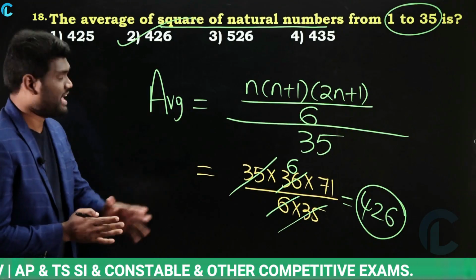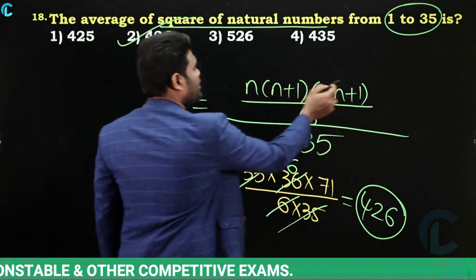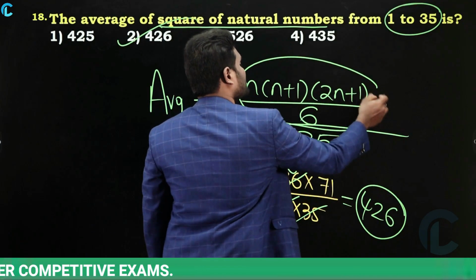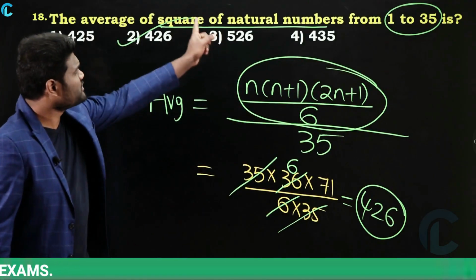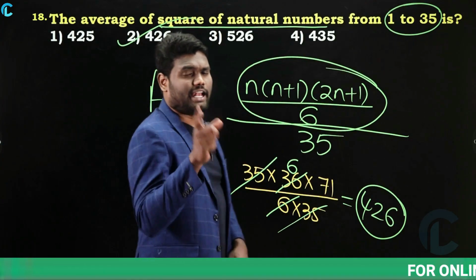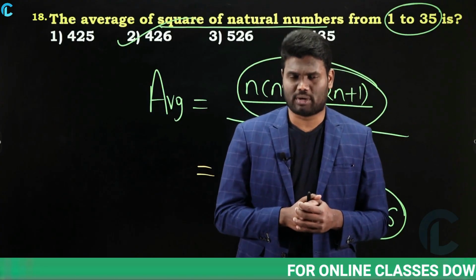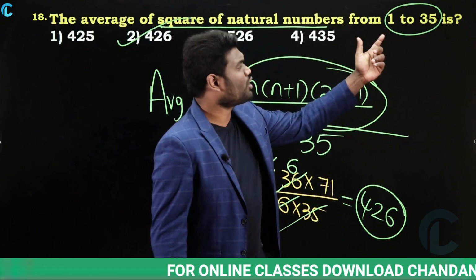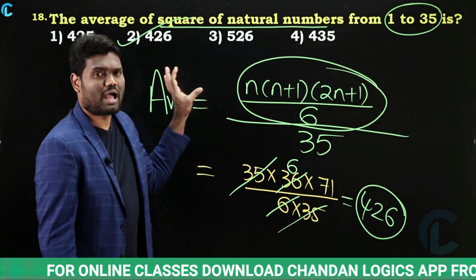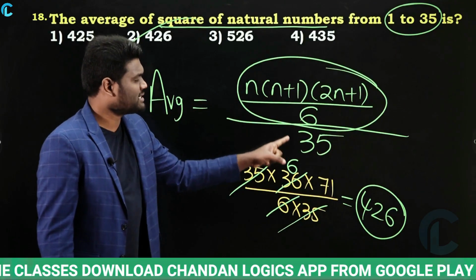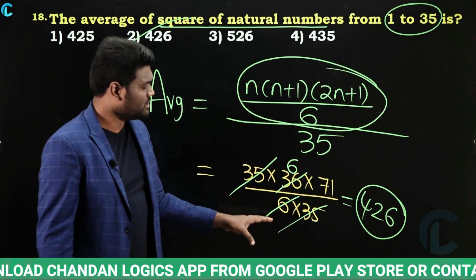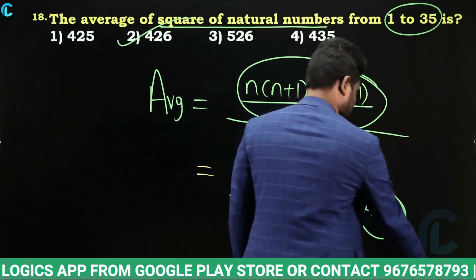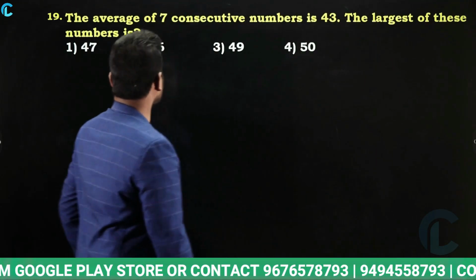Very simple question. To solve this question directly, you need to know the formula for the sum of squares of n natural numbers: n into n plus 1 into 2n plus 1 by 6. And you have a total of 35 numbers. So average is nothing but the sum of numbers divided by the number of numbers. When you calculate this, the answer is going to be 426. Let us look at the next one.